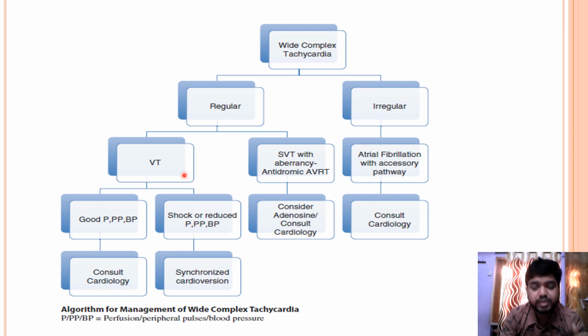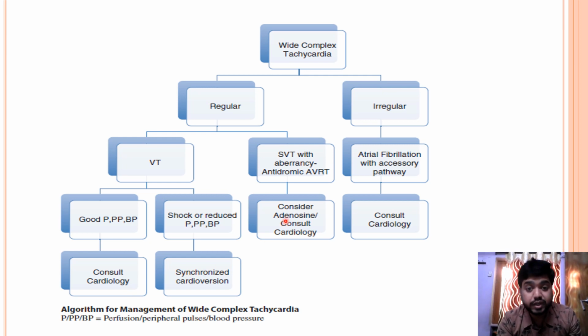Then VT, if it is of ventricular origin but with good pulse and good BP, just consult a cardiologist on how to intervene. If it is hemodynamically unstable, straight away go for synchronous cardioversion. If it is cardiac arrest, you go straight for defibrillation. But if hemodynamically unstable, you go for cardioversion. If completely hemodynamically stable but still ventricular origin tachycardia, consult a cardiologist, and the usual drug of choice in pediatrics will be amiodarone.